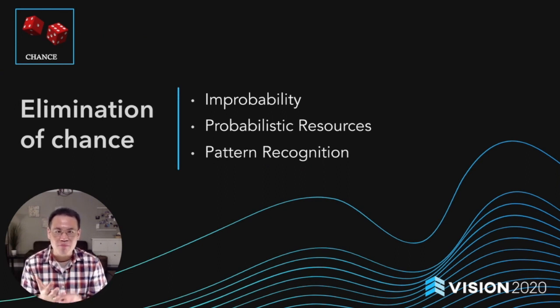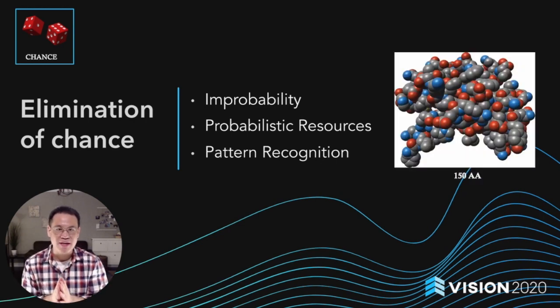We looked at the chance hypothesis, looked at the ways that we can eliminate chance by the concepts of improbability, probabilistic resources, and pattern recognition. And then we applied this to proteins, and we calculated the possibility that chance alone could form a 150 amino acid functional protein. We found that that probability exceeds that of the entire probabilistic resources of the universe. That's just for one protein, let alone the more than 250 proteins required for life, as well as the further discovery that the early Earth environment is actually not suitable for the formation of these molecules.